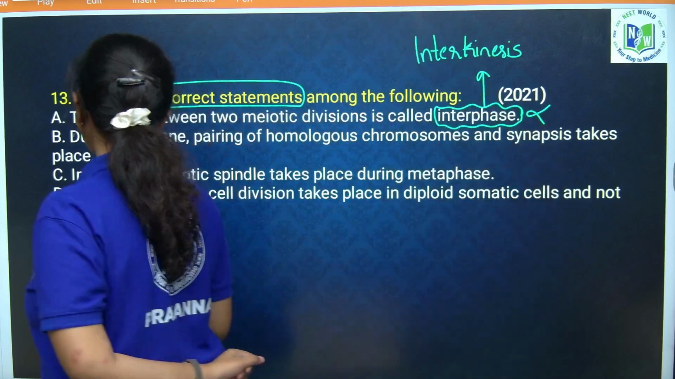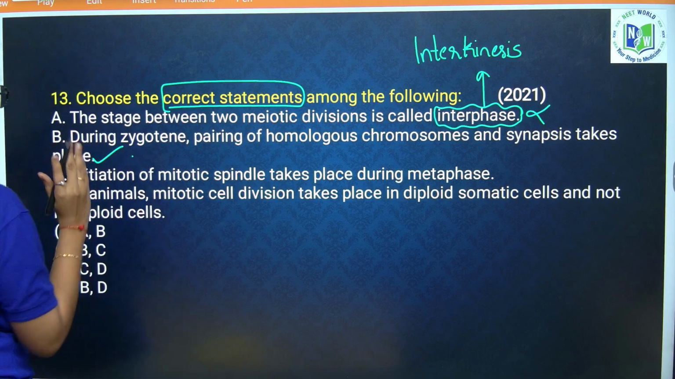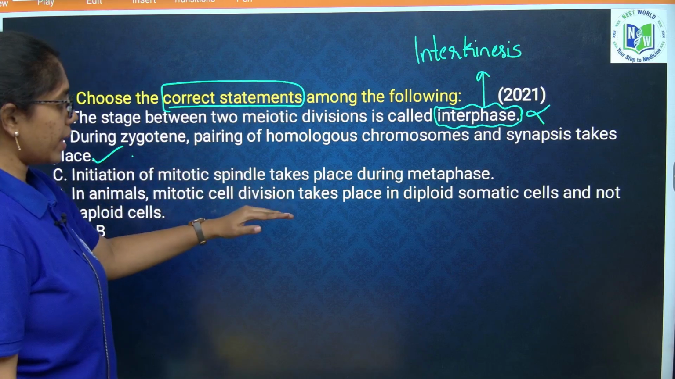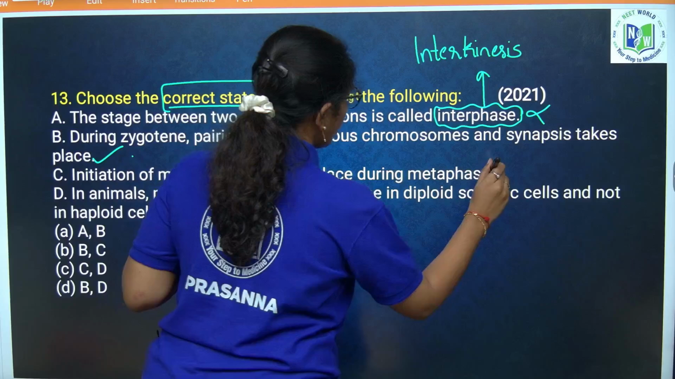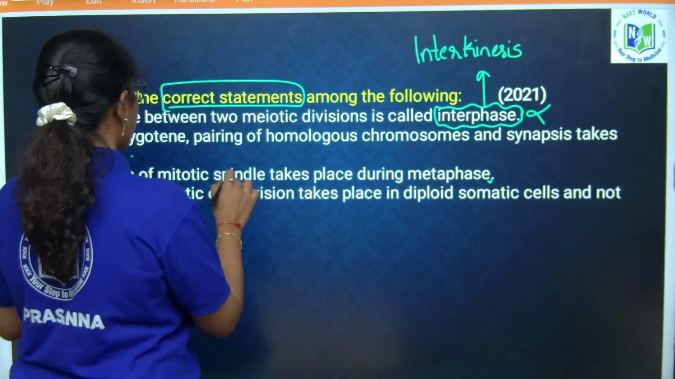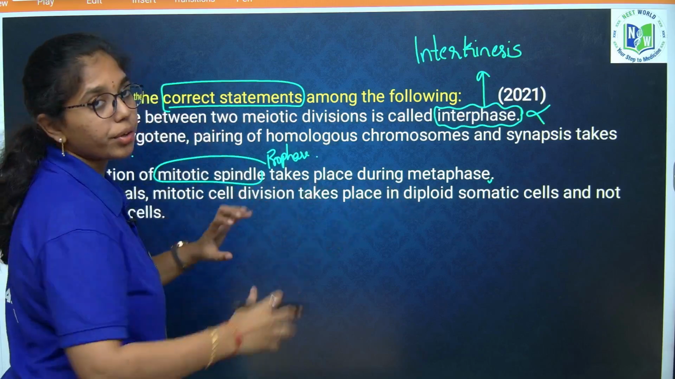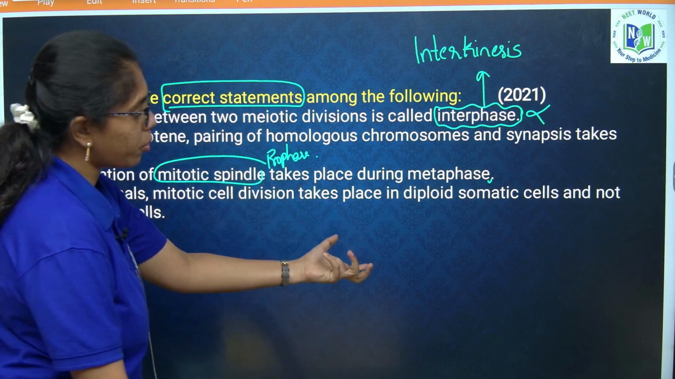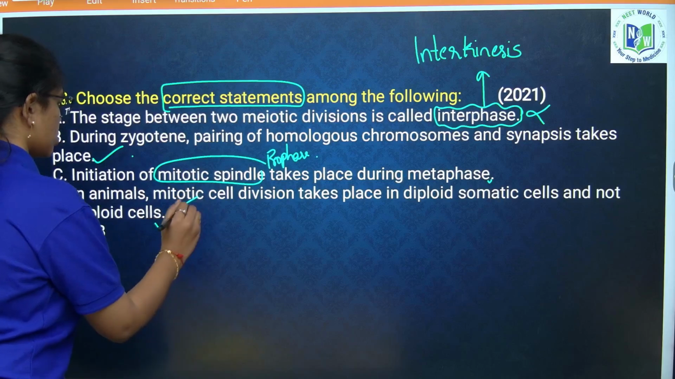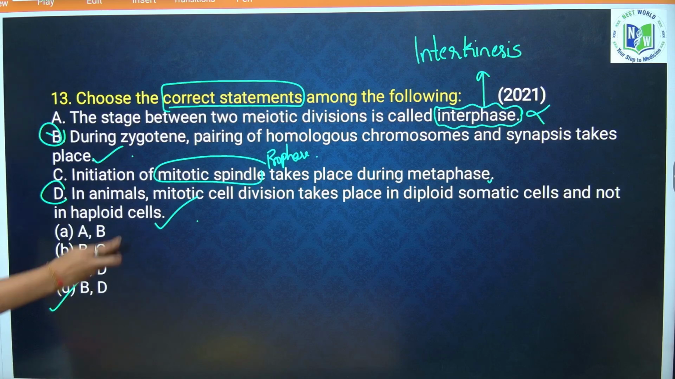Next, during zygotene, pairing of homologous chromosomes and synapsis takes place. 100% true. Initiation of mitotic spindle takes place during metaphase. No, initiation of mitotic spindle takes place at the end of prophase, or transition to the metaphase. At that time only it will take place. In animals, mitotic division takes place in a diploid somatic cell and not in haploid cells. 100% true. So B and D are the correct answers. Option D is our answer.